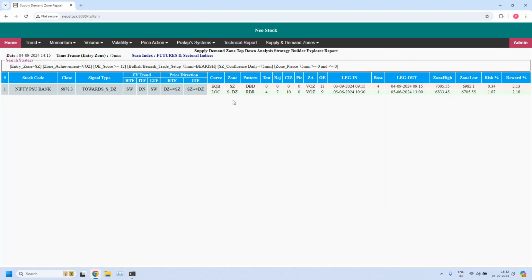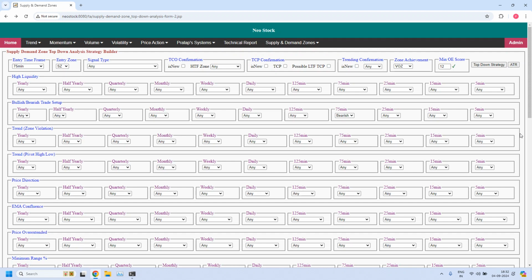NIFTY PSU bank is having the confluence. It is an index, so it is not listed in F&O for going for the short trades. Okay, anyway, let's look for LTF, ITF, HTF confluence is also there with this.